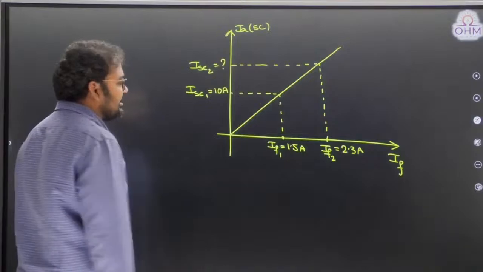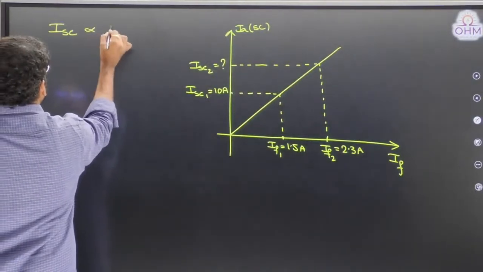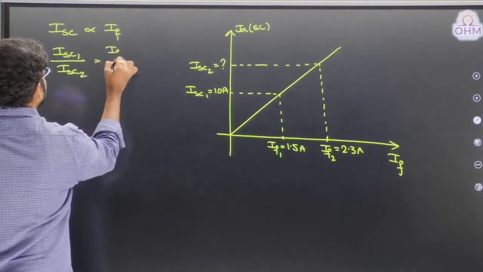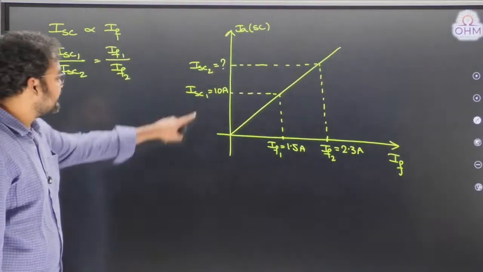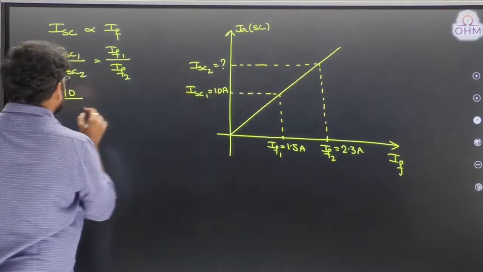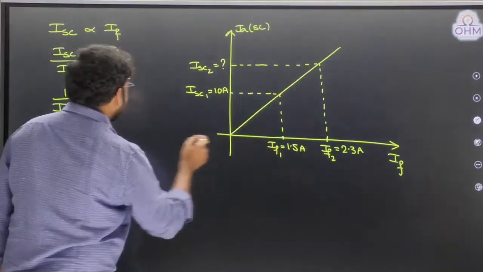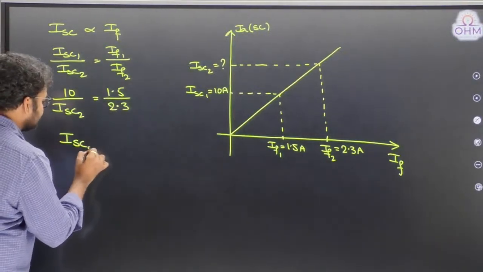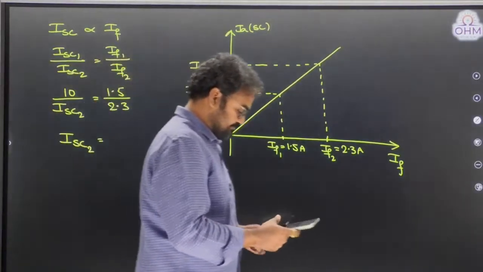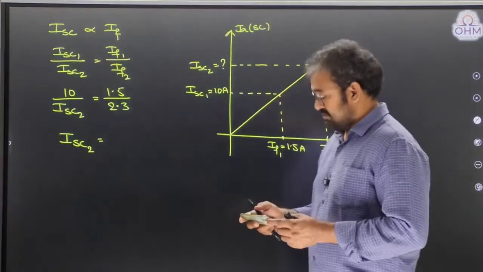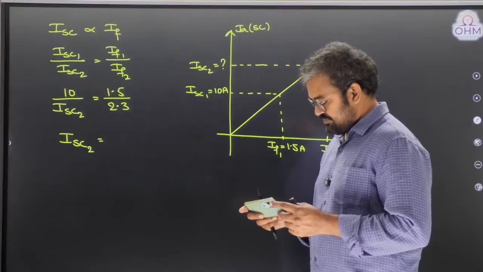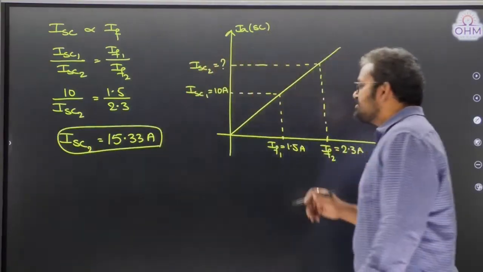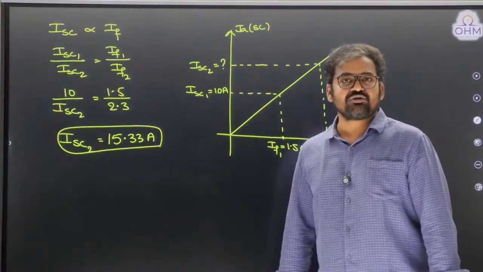As it is a straight line passing through origin, what is the relation? Short circuit current is directly proportional to field current, right? Straight line equation. Therefore, ISC1 divided by ISC2 is equal to IF1 divided by IF2. What is the short circuit current in the first case? 10 ampere, divided by the short circuit current in the second case, which is the answer we need, is equal to the field current in the first case, 1.5 ampere, by the field current in the second case, 2.3 ampere. Just cross multiply, and you will get the short circuit current in the second case. So let me complete the calculation. 2.3 into 10 by 1.5. I'm getting 15.33. This is the short circuit current at 2.3 ampere field current.